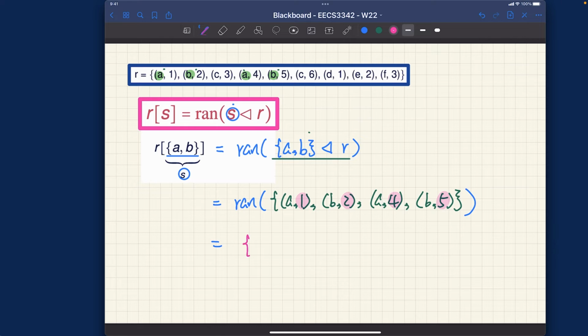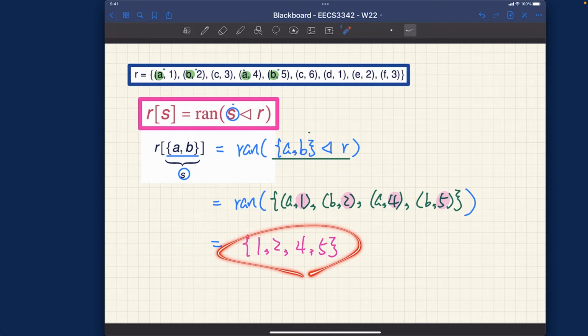eventually. So that'll be 1, 2, 4, and 5 over here. And I'm pretty sure if you try to apply the set comprehension definition for this RS, in that case, you're also going to get exactly the same result. That's why we can say this will be the alternative definition meaning for the relational image, right? Hopefully you're okay with this exercise.